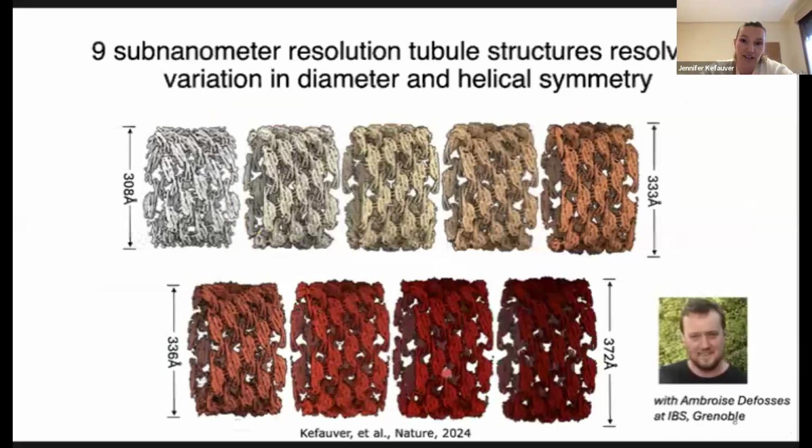So to solve the structures of the eisosomes, I went to learn helical reconstruction from Ambroise Desfosses in Grenoble. And in the end, we were able to solve 9 different tubule structures that have different diameters and helical symmetries. The diameters range from around 310 to 370 angstroms, which is actually well within the range of the diameters of the eisosome furrows observed in situ by tomography by the Kukulski group.